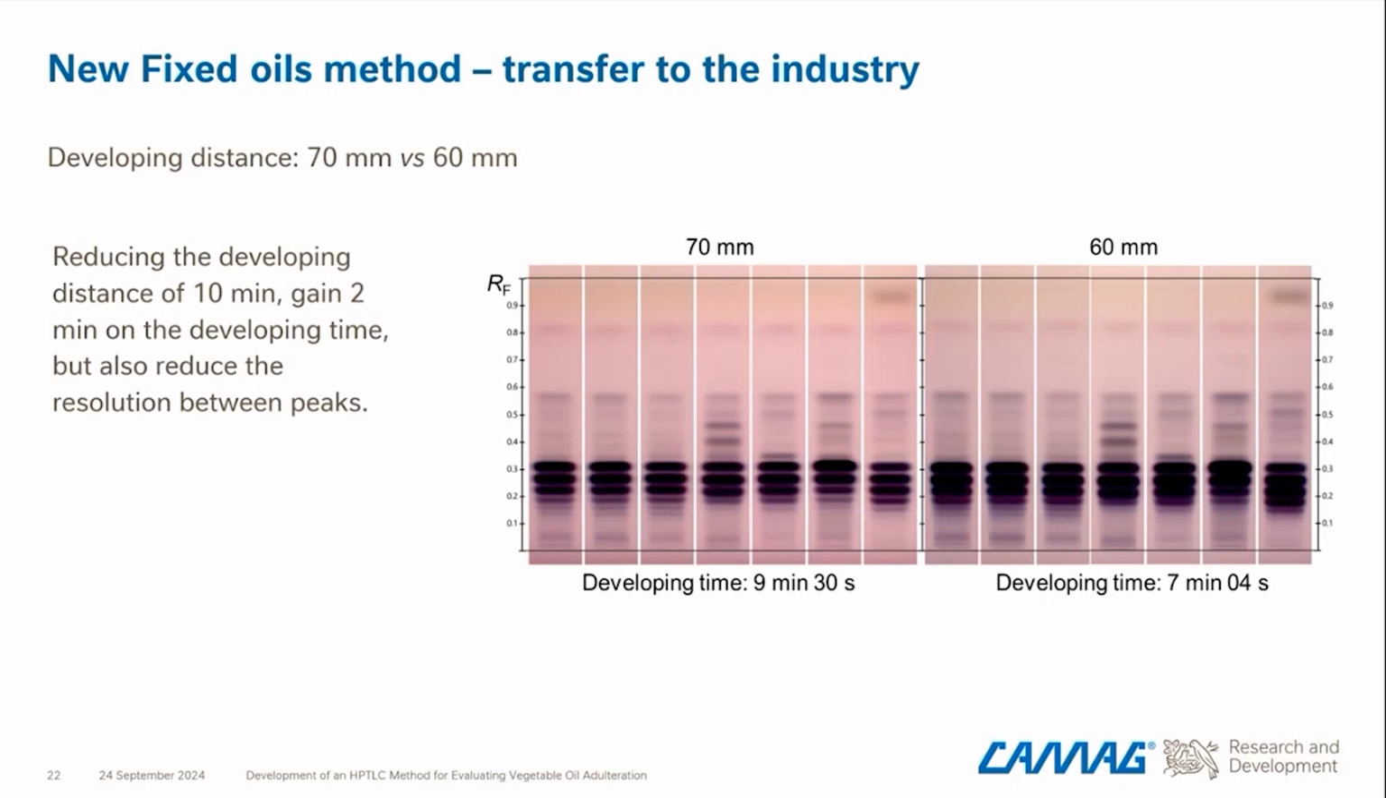So the first step is the developing distance. So here I told you we start with 70 millimeter. So we have done the same plate, but with 60 millimeters. And then we look at the difference. So from the developing time, we are gaining 2 minutes difference. But when you look at the resolution between the peaks, we see that we have less resolution. So this is also something that we don't want to have, because if we need to discriminate oil or detect some adulteration, we have to be sure that the zones are well separated. So here we stay with 70 millimeter.